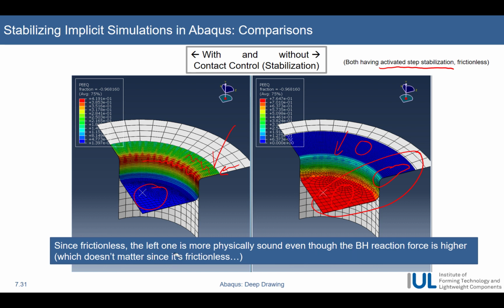Even though on the left my reaction force of the blank holder is higher, this is because, due to the waviness, my sheet, so to speak, pushes against the blank holder, which is not shown right here. This increased blank holder force doesn't really matter, it has no effect since it's a frictionless simulation.